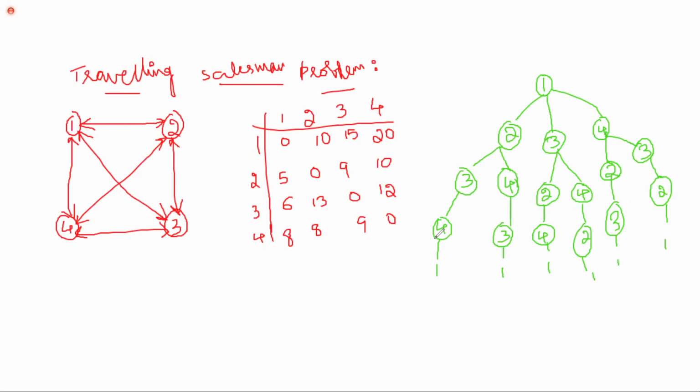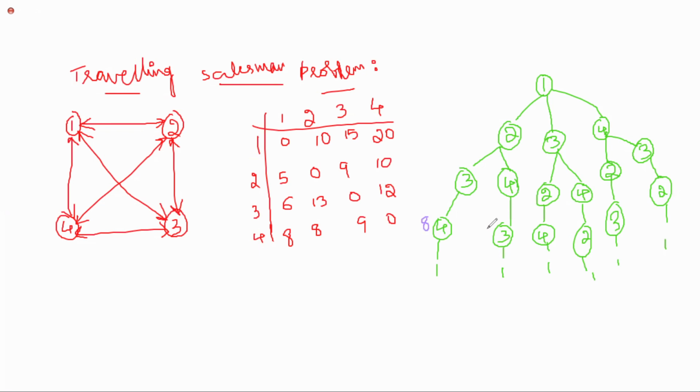4. What is the distance from 4 to 1? What is the distance here? 4 to 1, what is the distance? 8, ma'am. 8, right? So we will update the distance as 8. So here the cost is 8.